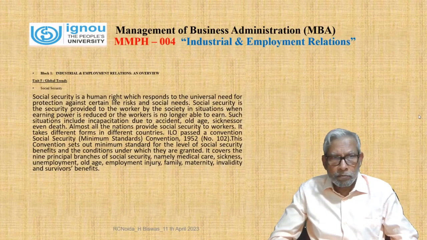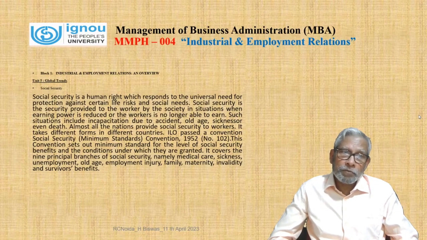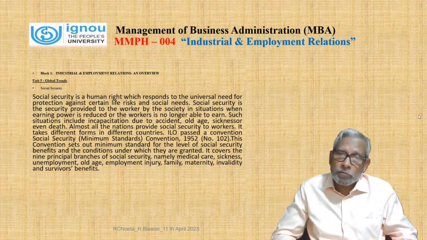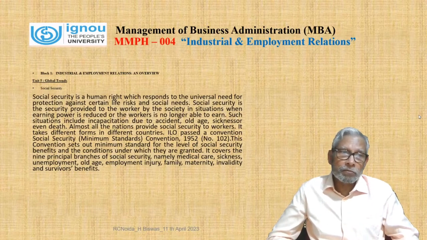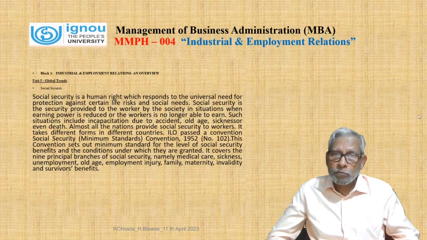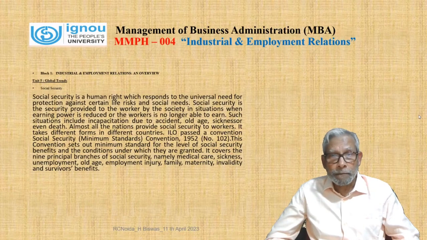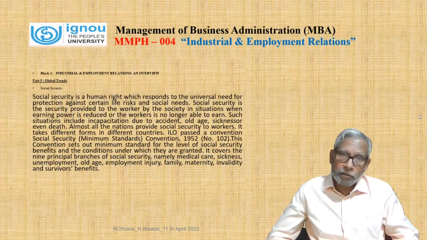So social security is a human right which responds to the universal need for protection against certain life needs and social needs. Social security is the security provided to the worker by the society in a situation when earning power is reduced or the worker is no longer able to earn, because at that time crime will increase. When work is not there, earning is not there, so for the survival of life, the chances of some criminal activity will increase. So social security is very much needed, otherwise there will be imbalanced conditions.